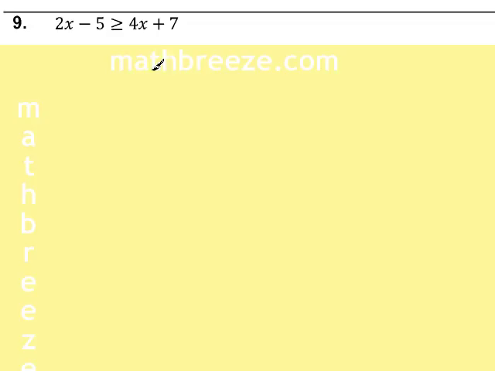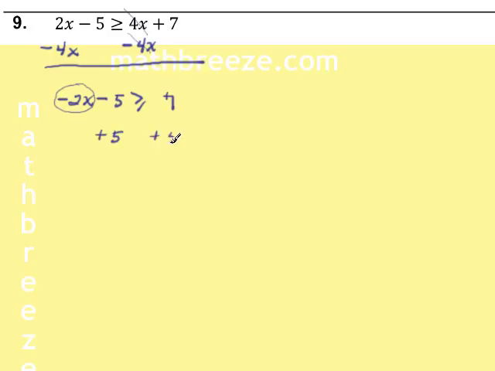In number 9, we're going to start by gathering together the x terms. Let's subtract 4x from both sides to do that. So here we have negative 2x, and bring down that minus 5. Bring down the greater than or equal to symbol. These cancel. And we have 7. Now we want to isolate this x term. So let's get rid of the minus 5. Let's do plus 5 on both sides. So we have minus 2x on the left, greater than or equal to, and 7 plus 5 is 12.